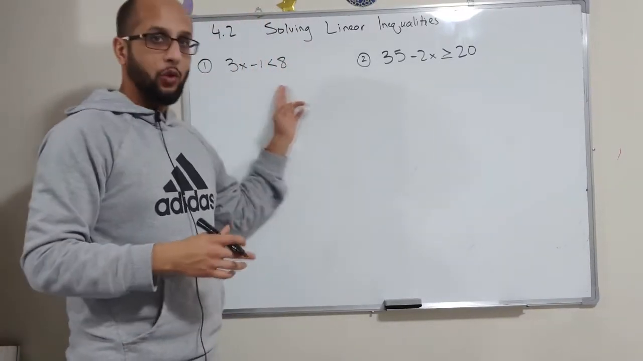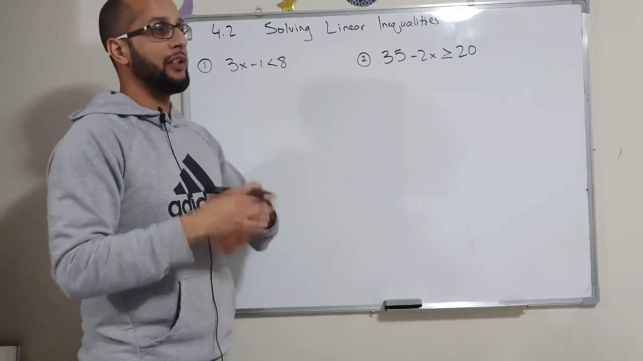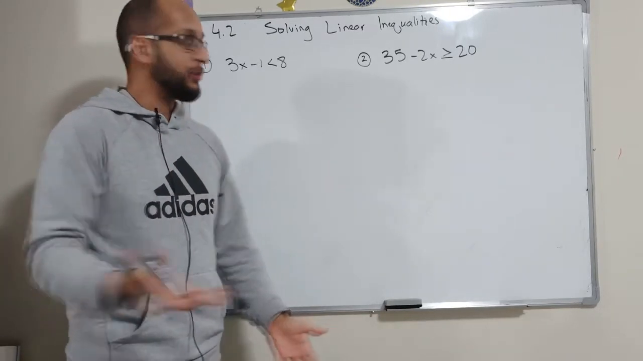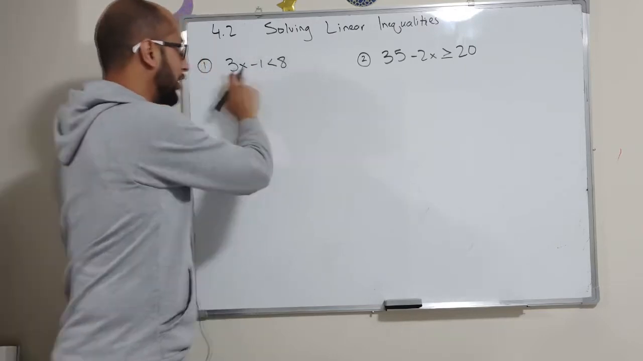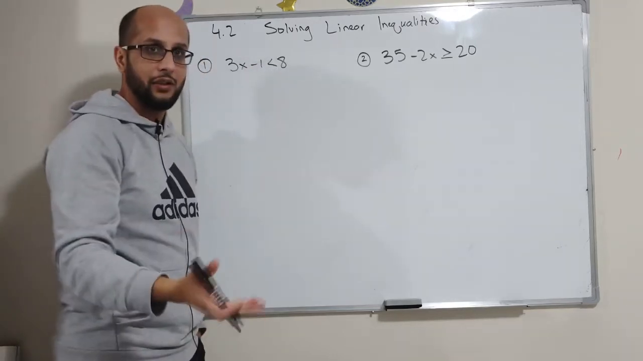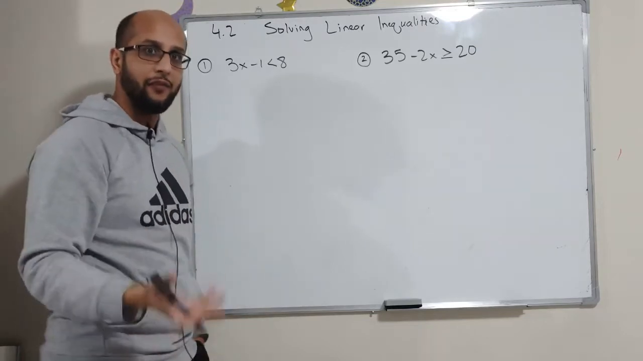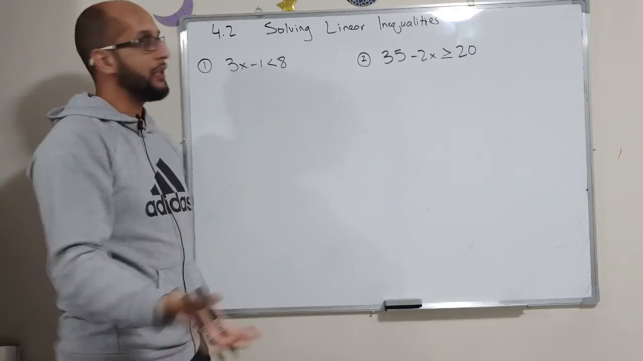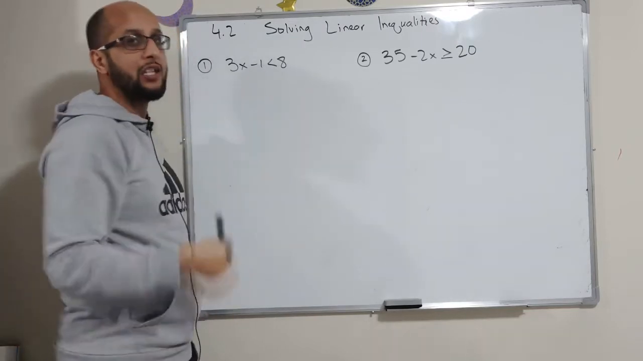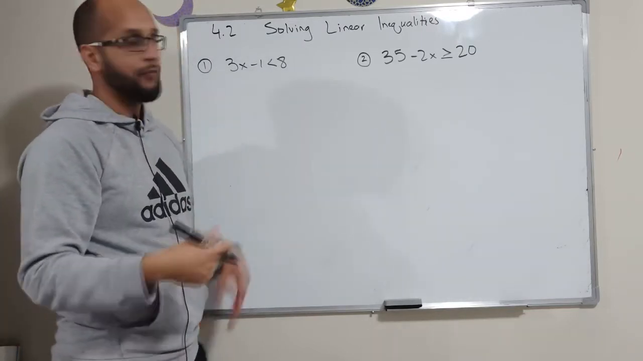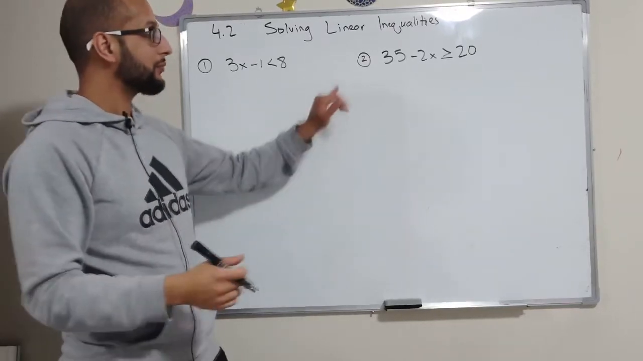With inequalities, you potentially have an infinite amount of answers because there's a lot of numbers that would be less than 8. As long as 3x minus 1 is less than 8, you could get 7, 6, 5, 5.5, 2.5, 3.325. There's a lot of possible answers. So when you have an inequality, your answer would have to be an inequality, meaning a range of numbers.